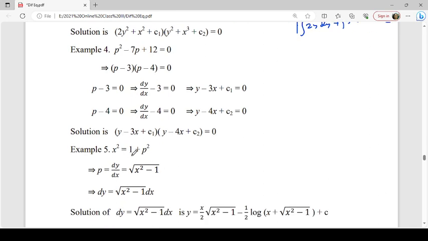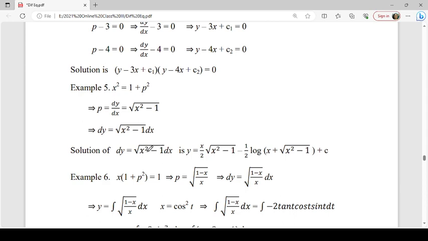Then x² = 1 + p². So you write p = √(x² - 1). So dy = √(x² - 1) dx. And the solution is the integration of dy equal to the integration of √(x² - 1) dx. So this integration is x/2 √(x² - 1) minus half log of this one. So this is the solution.